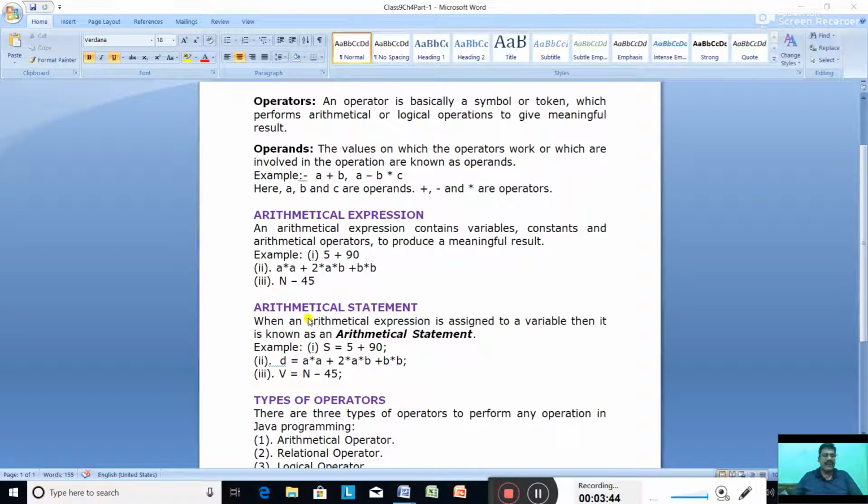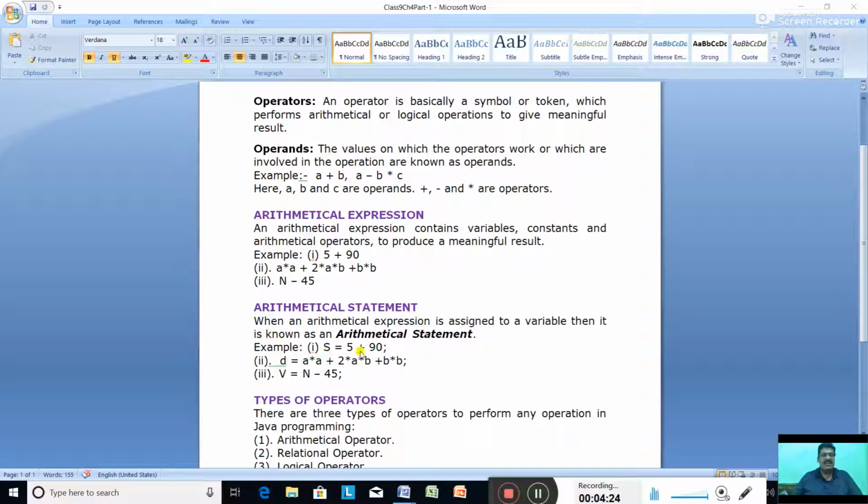After that, the next topic is arithmetical statement. See, 5 plus 90 and n minus 45, these are arithmetical expressions. So when an arithmetical expression is assigned to a variable by using the assignment operator, then it is known as an arithmetical statement. Once again, what is an arithmetical statement? See, all these three are examples of arithmetical expressions. So when an arithmetical expression is assigned to a variable, then it is known as an arithmetical statement.